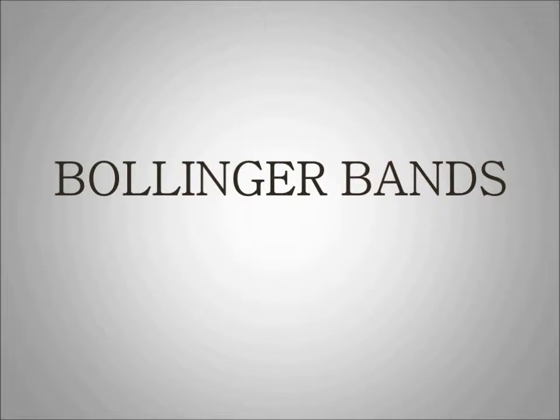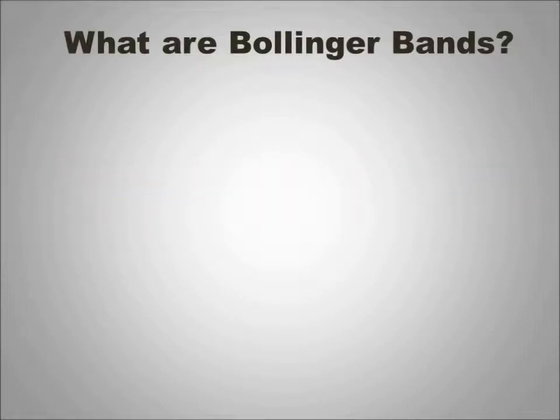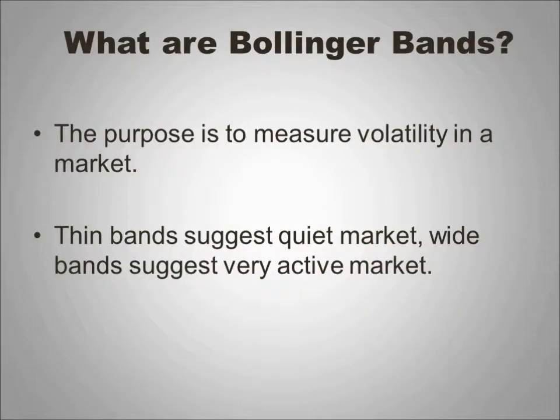The first of such technical indicators that I'm going to show you are the Bollinger Bands. Now, Bollinger Bands measure the volatility in a market. It tells us whether the market has little action or a large amount of action. This is important because Bollinger Bands can give us an indication of where to enter the market.